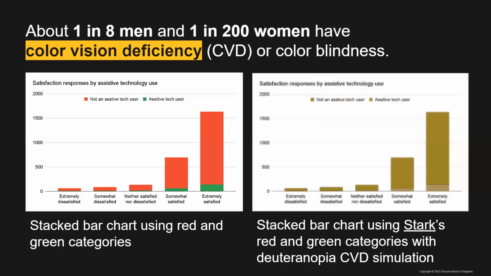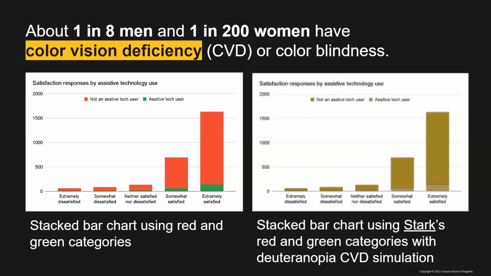I think this is one of the things that a lot of people in the data visualization community tend to know already. But this is about 1 in 8 men and 1 in 200 women have color vision deficiency, CVD, or color blindness. Color blindness isn't a super accurate way of describing CVD, so I will use both of those words interchangeably here.